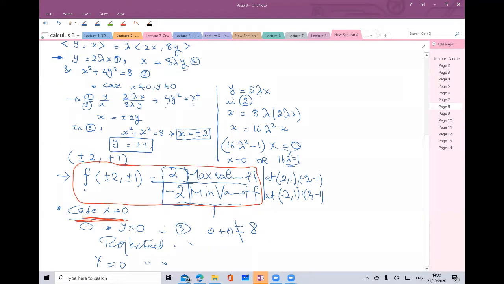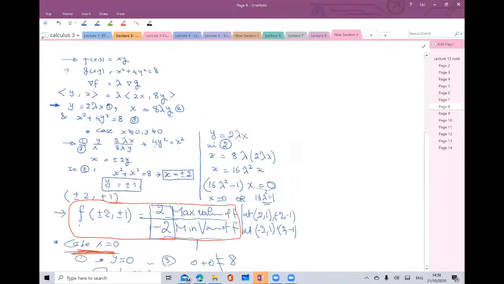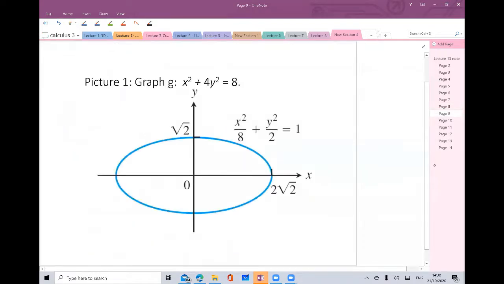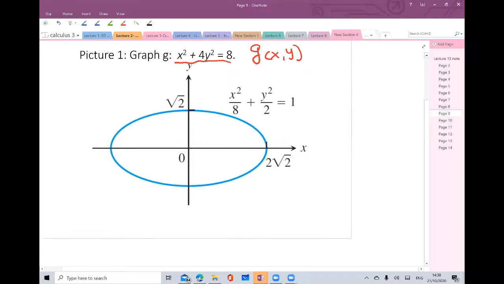Got it? Thank you for this observation. Any questions? Now let's put this on the concept that we did with the first example. When we want to graph, the graph of the g function is the constraint. Actually it's an ellipse that looks like this, and these are my axes. This is the function.